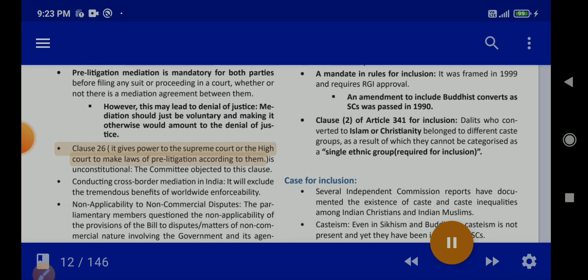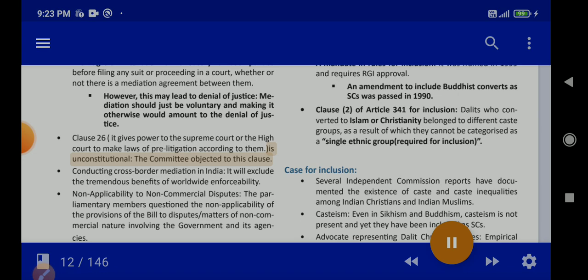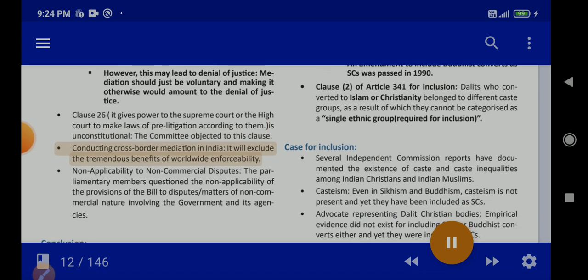Clause 26 gives power to the Supreme Court or the High Court to make rules of pre-litigation according to them, which is unconstitutional. The committee objected to this clause. Conducting cross-border mediation in India will exclude the tremendous benefits of worldwide enforceability.